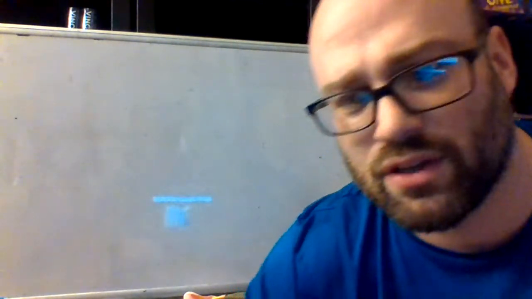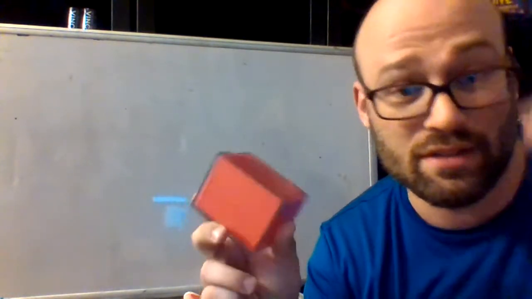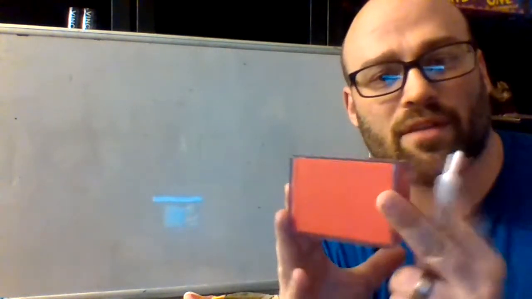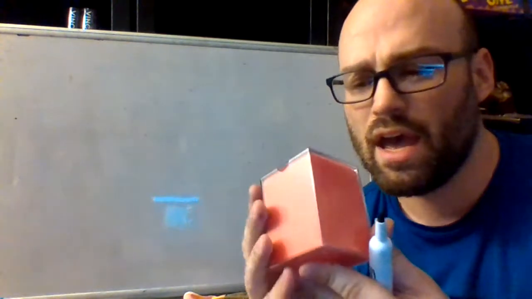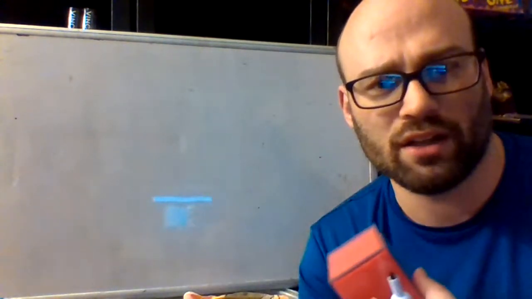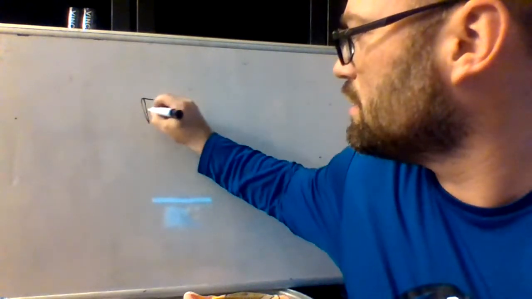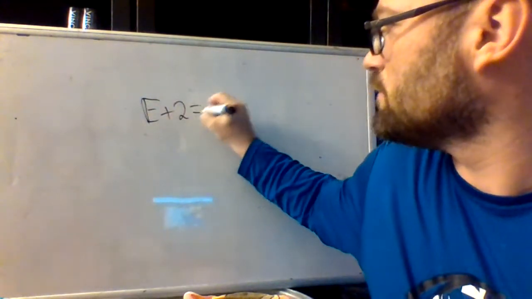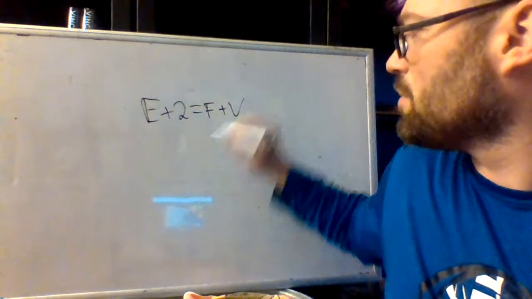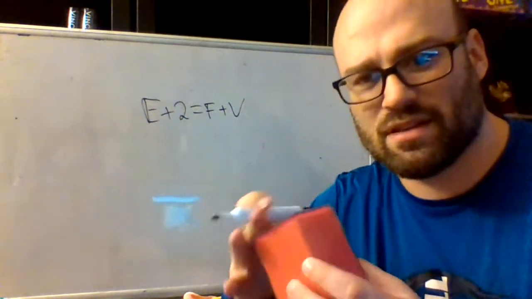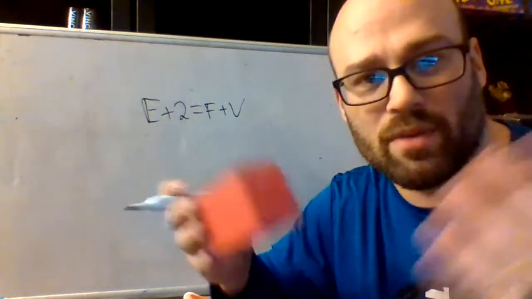Just kind of reviewing Unit 8. We have prisms, and this is a rectangular prism. Remember, there's a front and the back. And there was also a formula we talked about. That is Euler's formula: edges plus 2 equals faces plus vertices. Remember, the edges are the line segments of a prism or a pyramid or whatnot.